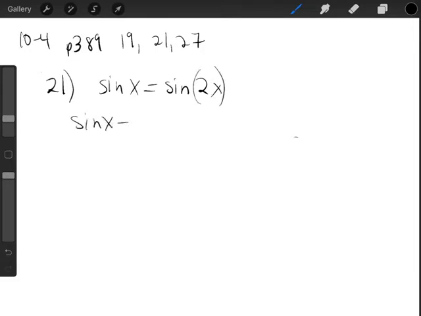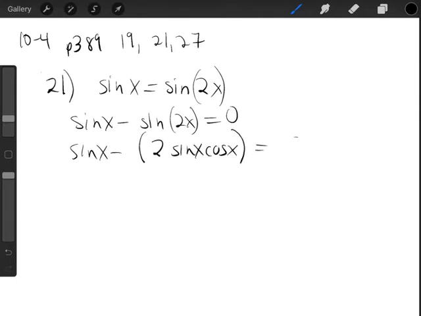So right away I'm going to subtract sine of 2x from both sides, and I'm going to use my double angle formula, which is 2 sine x cosine x. And so I could factor out a sine of x, and I'd be left with 1 minus 2 cosine of x. And again, why is this so important?